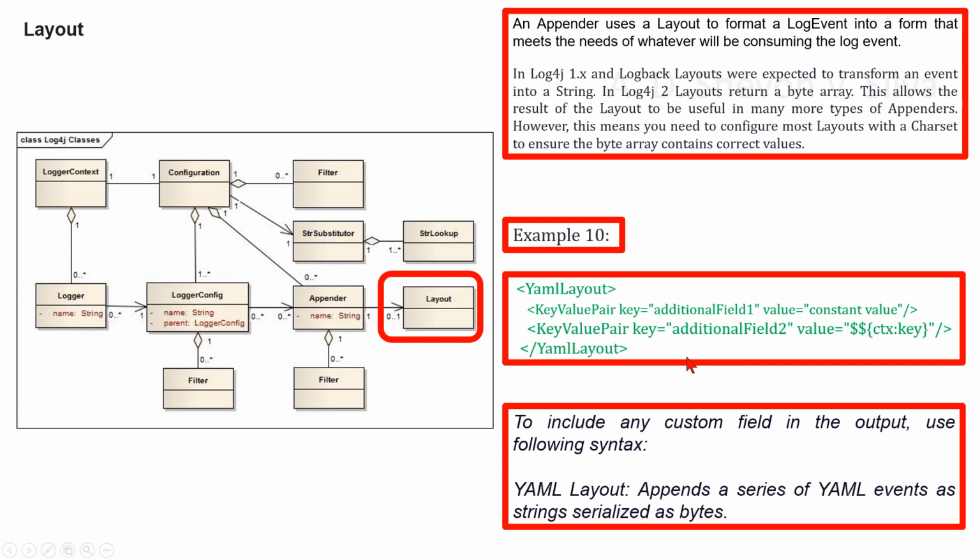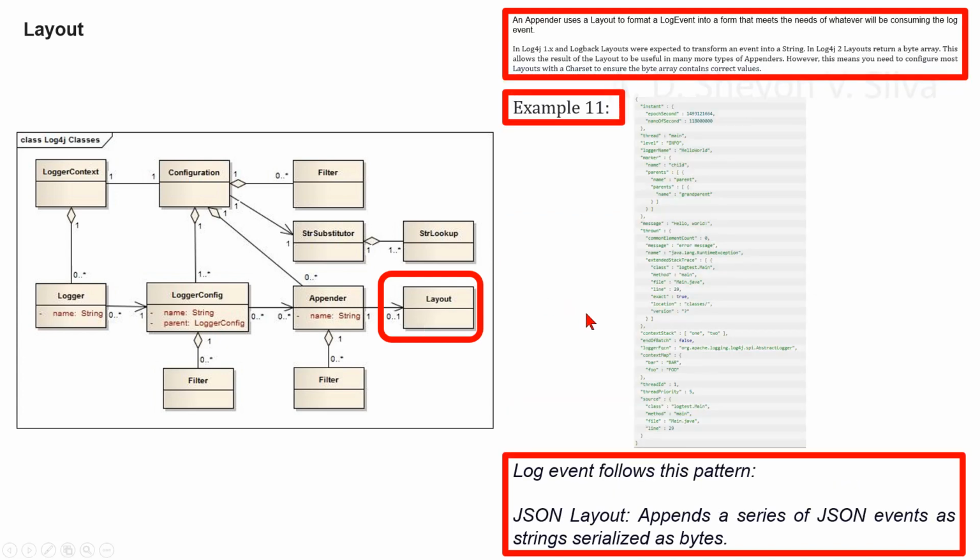YAML layout appends a series of YAML events as strings serialized as bytes. To include custom fields in the output, you can use this syntax here. Here you can see a JSON layout appends a series of JSON events as a string serialized as bytes. Here you can see the log events follow this pattern in JSON.